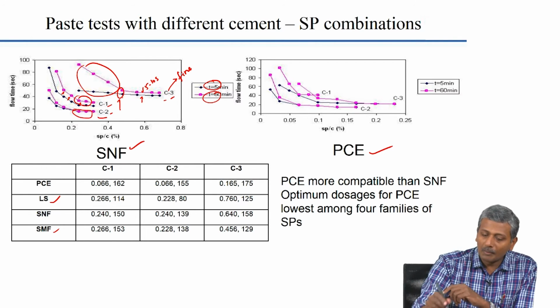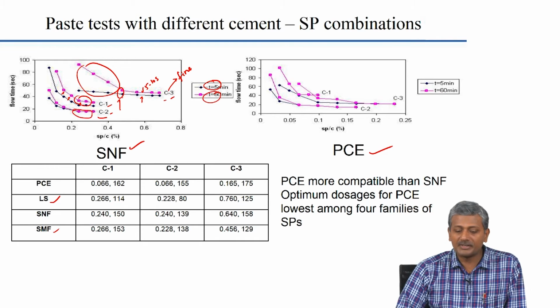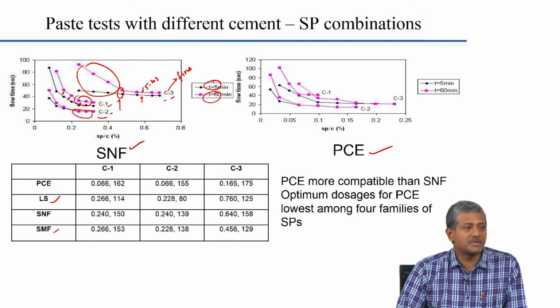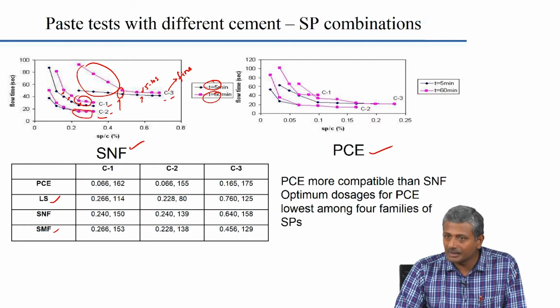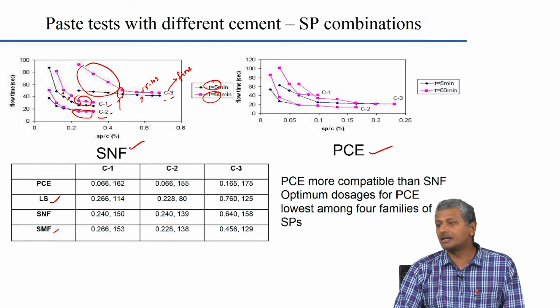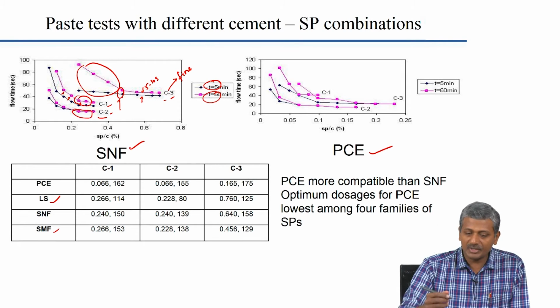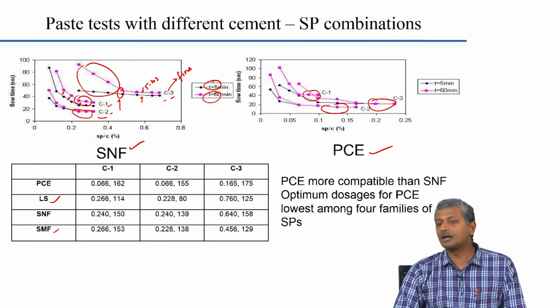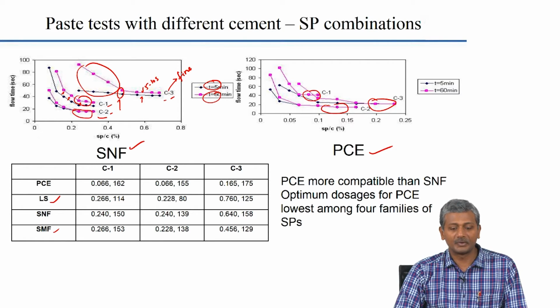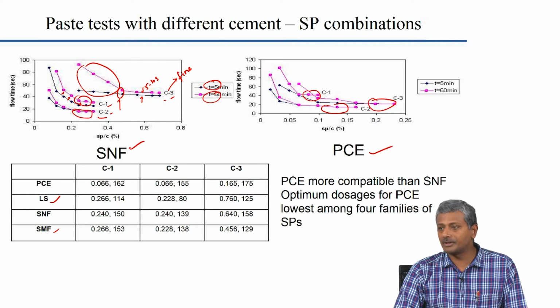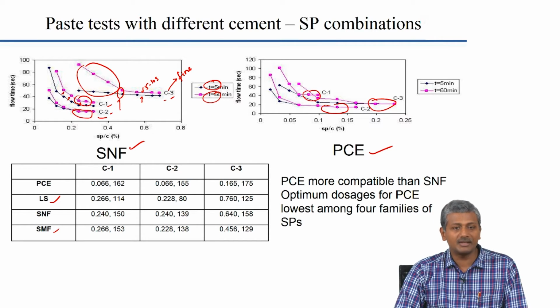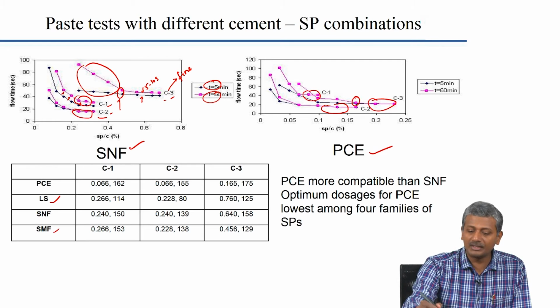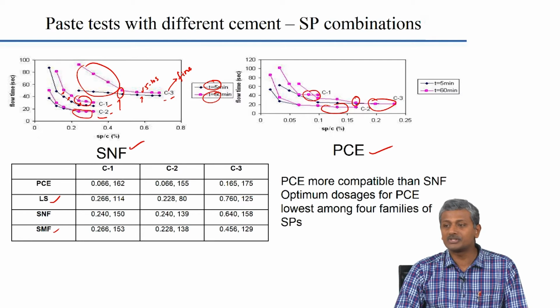What about PCE? What we see in the literature is that PCE should not have the kind of problems that SNF has. The compatibility should be good. Yes, we are seeing in all cases that the flow curves at high dosages of the superplasticizer are coinciding. In all cases, C1, C2 and C3, there is no problem with compatibility, except of course again with C3, the dosages required to attain the optimum are much higher than with C1 and C2.